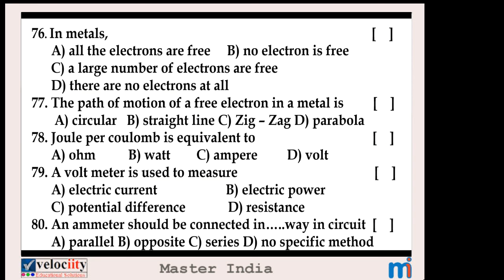76. In metals, A. All the electrons are free, B. No electrons is free, C. A large number of electrons are free, D. There are no electrons at all. Option C. A large number of electrons are free.